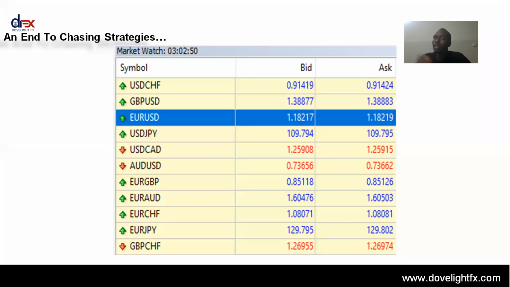That is 5 points. But now, let's determine this in terms of pips. He said 5 points. Why is it 5 points? Because he added the fifth decimal place to it, which is 5 points. Points divided by 10 is going to be equal to your pips. When you have your number in points and you want to convert to pips, you simply divide it by 10, and you get your pips.